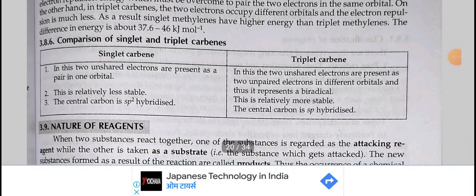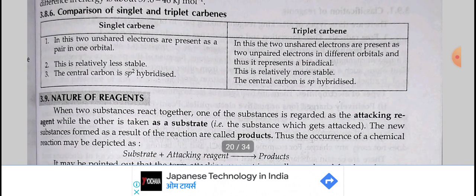Comparison of singlet and triplet carbene. Singlet carbene: in this, the two unshared electrons are present as a pair in one orbital. Triplet carbene: in this, the two unshared electrons are present as two unpaired electrons in different orbitals, and thus it represents a biradical. Singlet carbene is relatively less stable. Triplet carbene is relatively more stable. In singlet carbene, the central carbon atom is sp2 hybridized. In triplet carbene, the central carbon atom is sp hybridized.